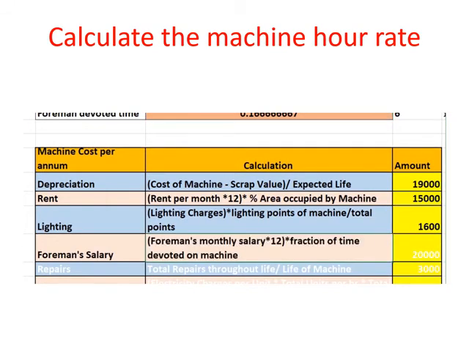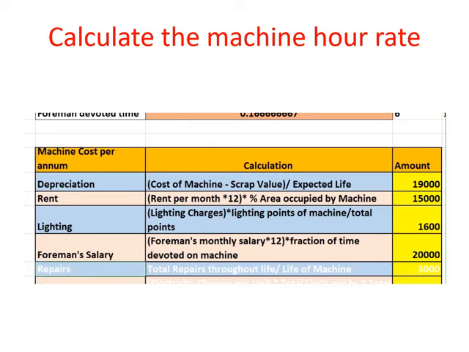So to calculate foreman's salary: foreman's monthly salary into 12 for the 12 months into the fraction of the time devoted to that machine, that is 1 by 6. So you will get this answer as 20,000. So this is the foreman's salary. Next. So all amounts we are calculating per annum, machine cost per annum for this particular machine.